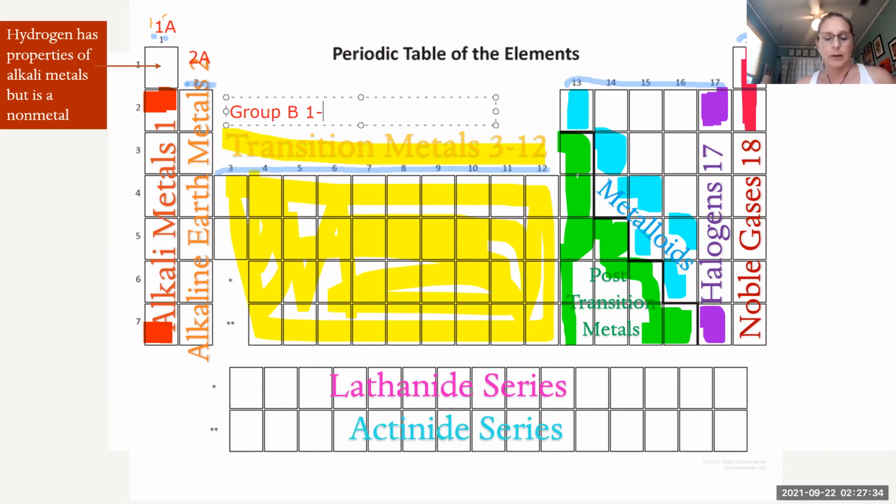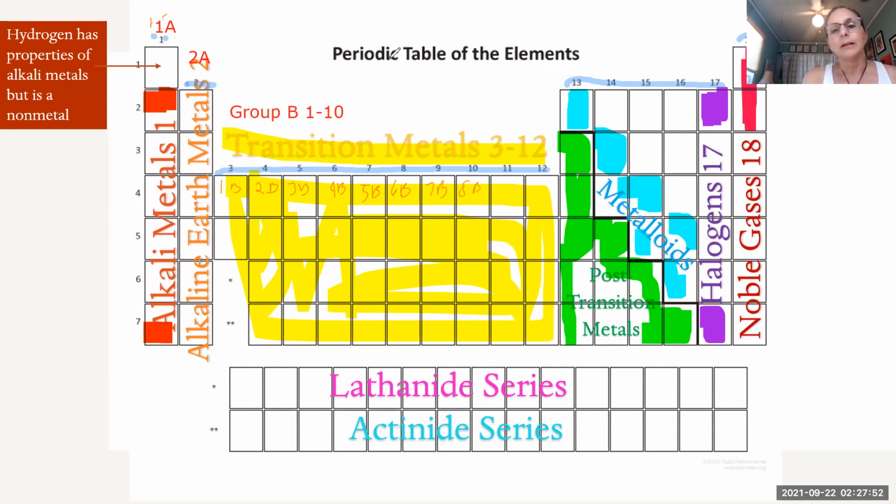1 through 10. So this is another way of numbering it. So we would call this one right here 1B, 2B, 3B, 4B, 5B, 6B, 7B, 8B, 9B, 10B. This is another way that they number the groups. I'm sorry that we have two different ways of doing it, but it's important for you just to see. And then instead of 13, it says 3A, get it?